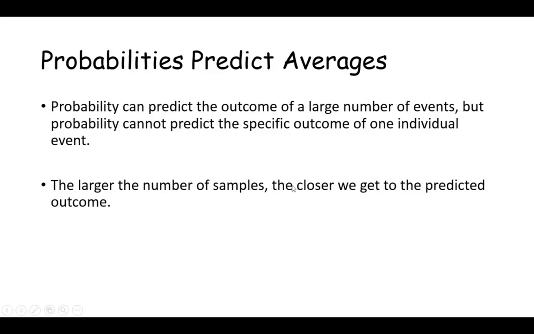Probabilities predict averages. Probability can predict the outcome of a large number of events, but probability cannot predict the specific outcome of one individual event. The larger the number of samples, the closer we get to the predicted outcome.